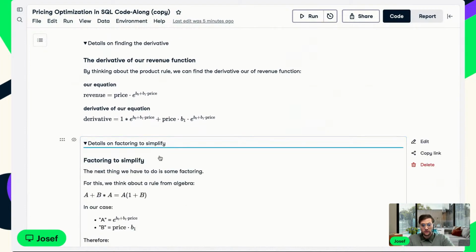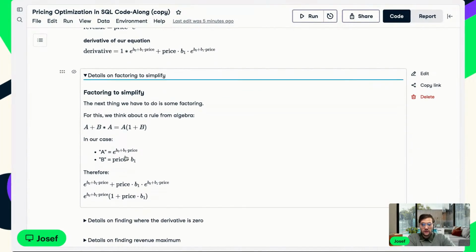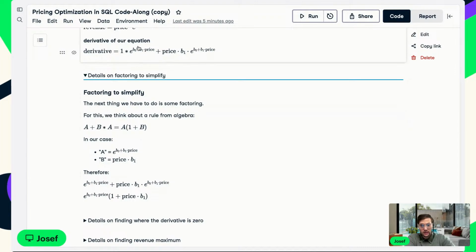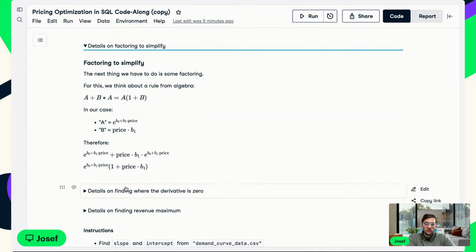Now, the next thing you do is factor this. This is a rule from algebra: a plus b times a is equal to a times 1 plus b. If a were 5 and b were 3, it would be 20 on each side. So you can test that, and you can see that this is true. In our case, the e raised to the expression is the a part that shows up twice, and then there's a b in the middle, which is price times beta 1. So here we can just do some factoring.